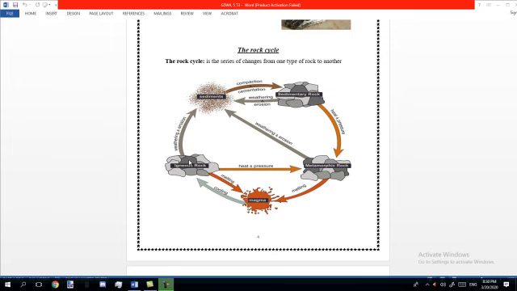Now when the igneous rock, as we said, is broken by weathering or erosion, it will form sediments. These sediments cementing together form what? The sedimentary rocks. Again, the sedimentary rocks, by weathering and erosion, I mean by breaking, will form sediments. Also the metamorphic rock, by weathering and erosion, will form sediment.